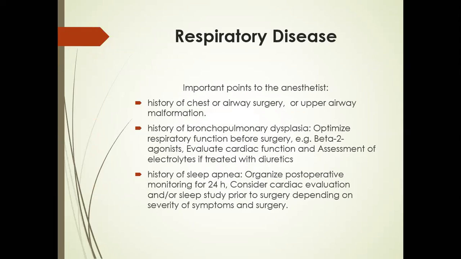In respiratory disease, important points to the anesthetist are history of chest or airway surgery or upper airway malformations, history of bronchopulmonary dysplasia, and those we have to optimize the respiratory function before surgery. So you might need to prescribe beta-2 agonist or evaluate cardiac function, and also assessment of electrolytes if they are treated with diuretics. A history of sleep apnea is crucial, because we need to organize postoperative monitoring for 24 hours. We need to consider cardiac evaluation and/or sleep study prior to surgery. That depends on the severity of symptoms and surgery itself.